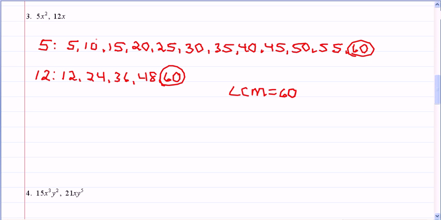Then what you do is you look back at your x's, and you have an x squared and an x to the first. Unlike the greatest common factor, where you want the lower of the two powers, for least common multiple, you want the higher of the two powers. So 2 is higher than 1, so next to 60, your least common multiple is 60x squared.